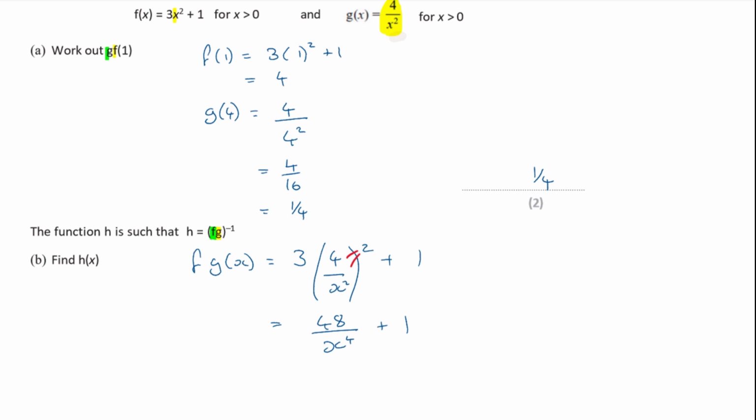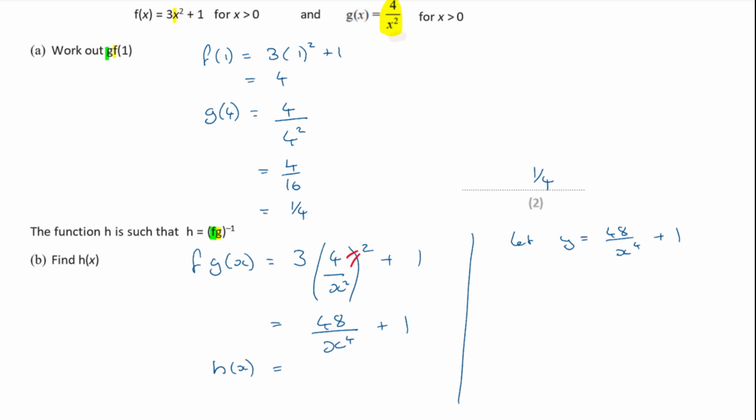Now, when I want to find h of x, I need to find the inverse of that function. So h of x is going to be the inverse of what I've just found. Now, to find an inverse, what I normally do is say let y be the function that I want to find the inverse of, and then I rearrange it for x, and then I rewrite the y's back as x's again. So we start off with y equals 48 over x to the power 4 plus 1. I'm going to make x the subject.